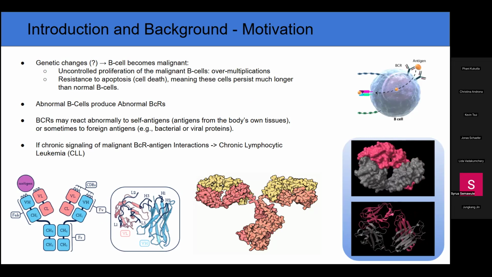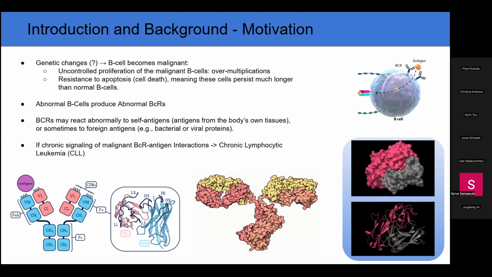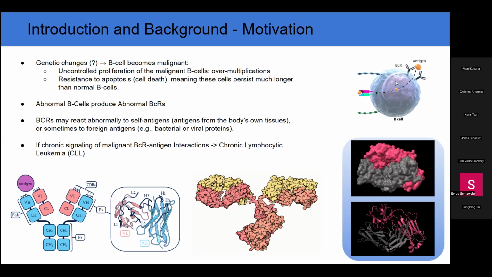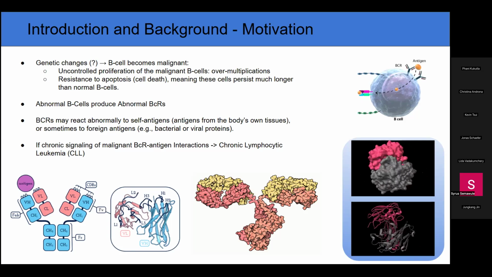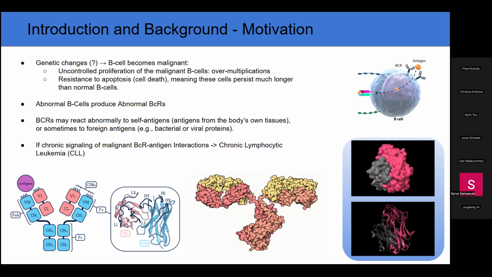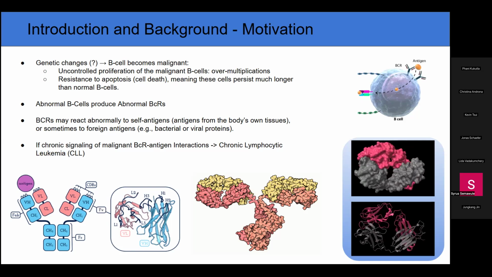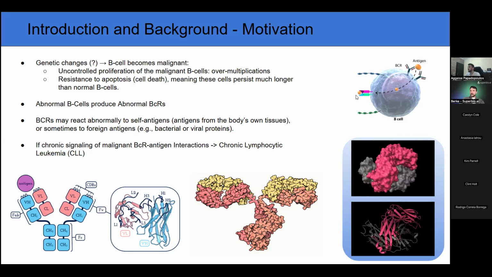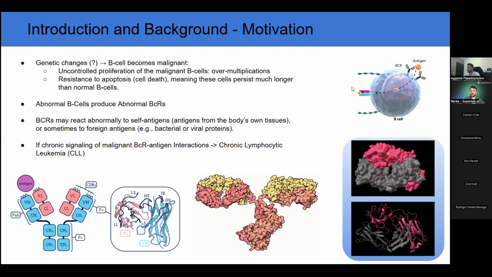This abnormal B cell then produces abnormal antibodies. We can see on the top right image an abnormal B cell that has an abnormal antibody interacting with a self-antigen, an antigen from our body, and then it produces a signal, a response to our body that can cause harm.